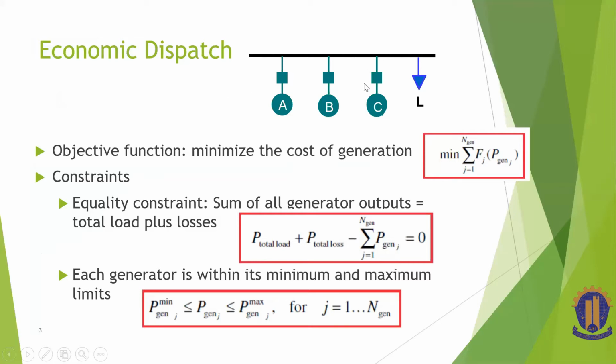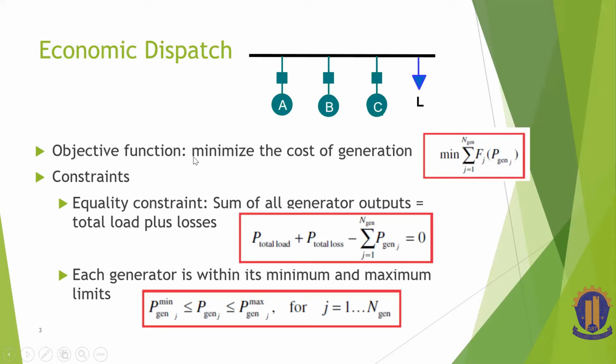Here we see, for example, 3 generators A, B, C connected with a common bus with load L. So I have to serve this load by using these 3 generators. Generators are defined by their cost function and their limit. So the least cost generation would be selected first, and then the second one, and then the third one. In this way, we have to fulfill the demand.